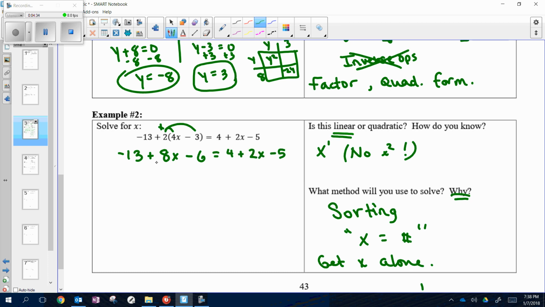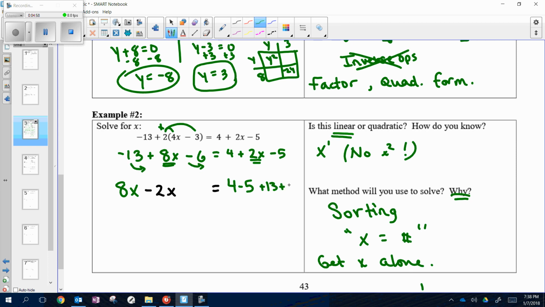And then I'm going to look at my x's, and they're on opposite sides. I'm going to try to get them together. So I'm going to keep this 8x here, but I'm going to subtract the 2x over next to it, trying to keep my equals lined up. I'm going to keep this 4 and the minus 5 over there. I could actually combine them if I wanted to, but I'm going to add the 13 and the 6.